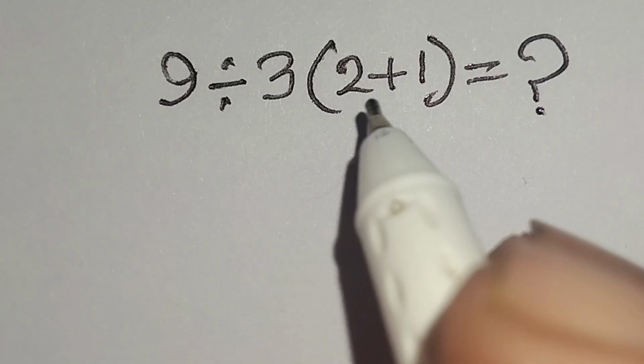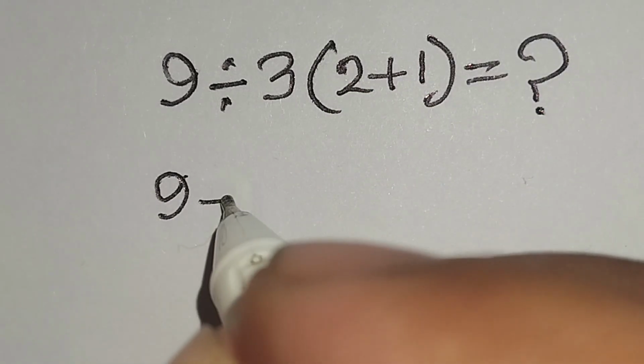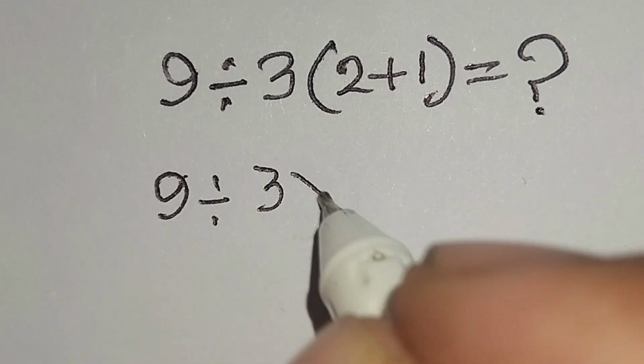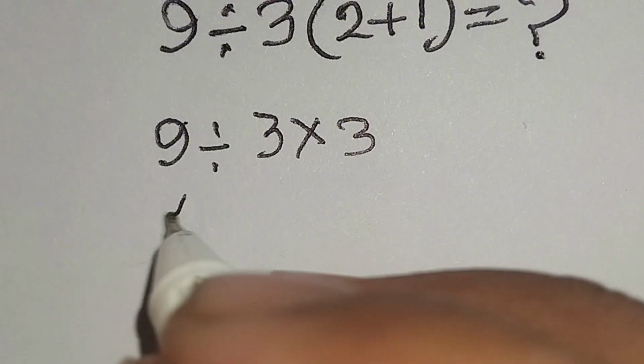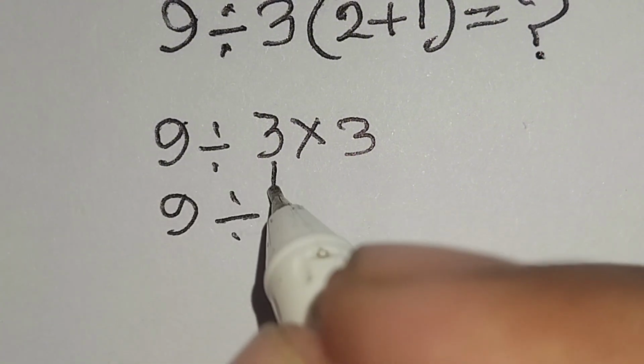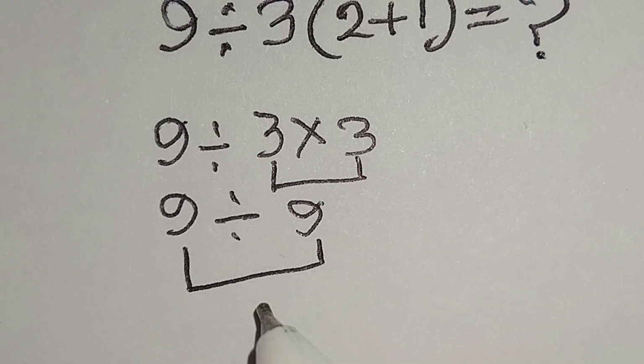9 divided by 3 bracket 2 plus 1 is equal what? Here this 9 divided by this 3 multiply 2 plus 1 gives us 3. This 9 divided by this 3 times 3 gives us 9. 9 divided by 9 gives us 1, but it is not correct.